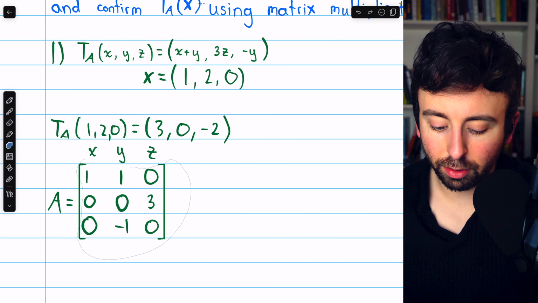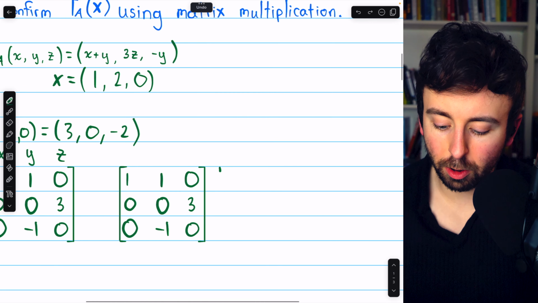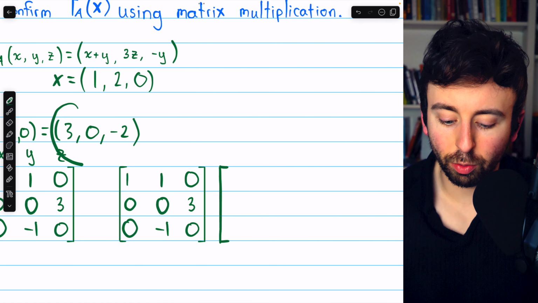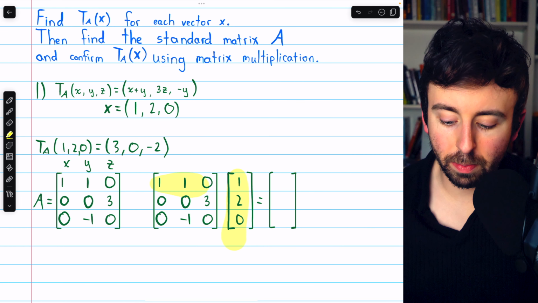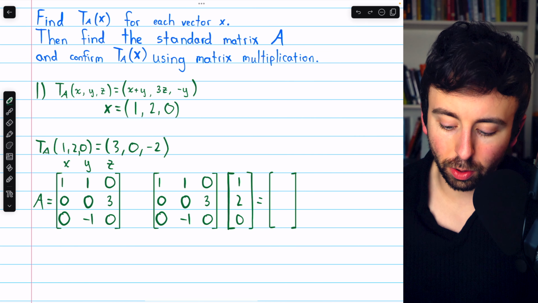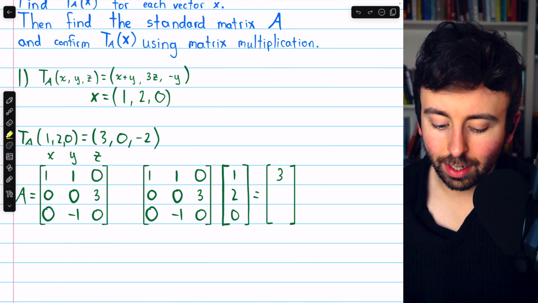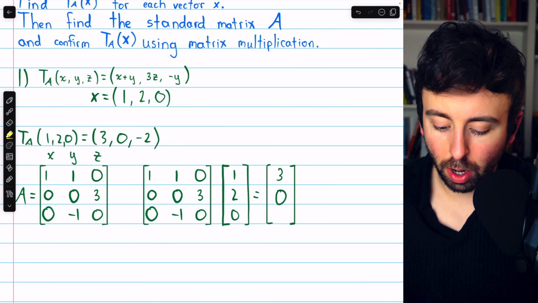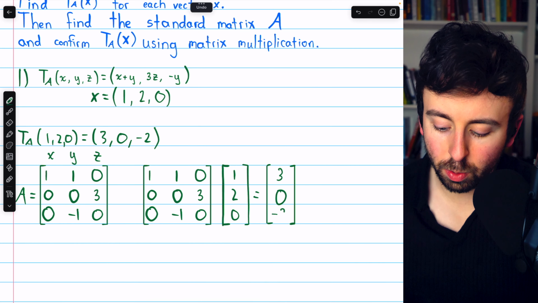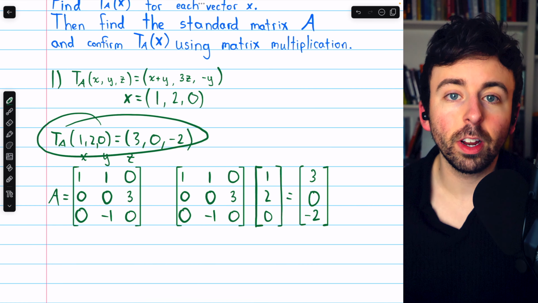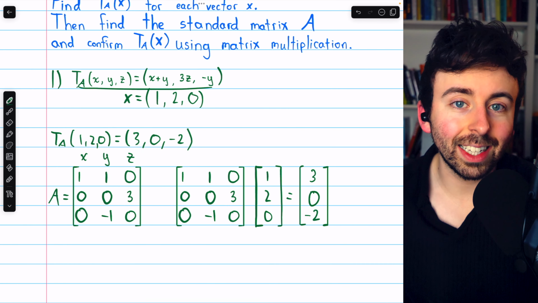So if we took this matrix A and multiplied it by the input vector (1, 2, 0), we should get the vector (3, 0, -2). Matching up this first row with this first column and doing the appropriate multiplication and addition, we get 1 plus 2, which is 3. Then, matching up this row with this column, we get 0. And then matching up this row with this column, we get negative 2. So (3, 0, -2), which agrees with our previous answer. You can see that multiplying by the standard matrix accomplishes the transformation exactly as it's described.